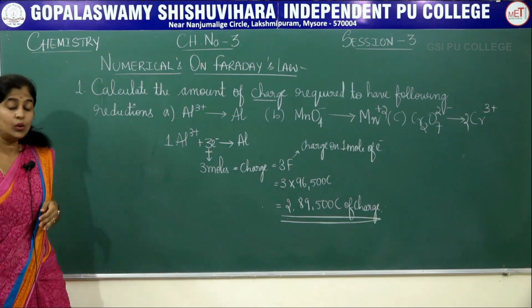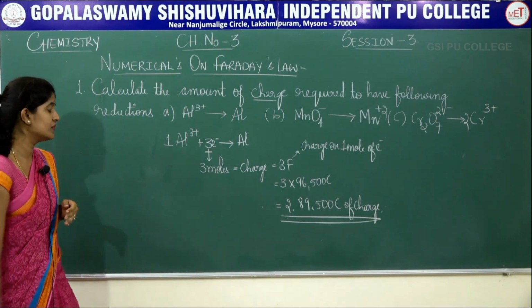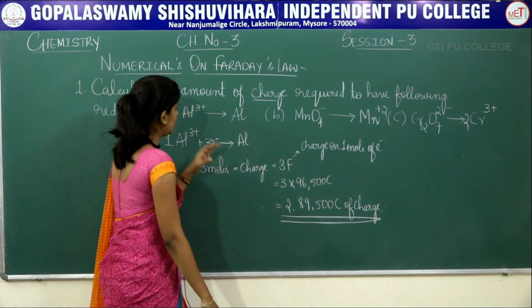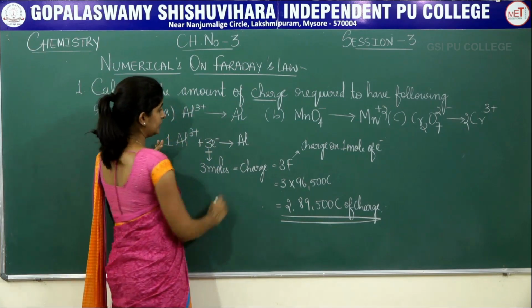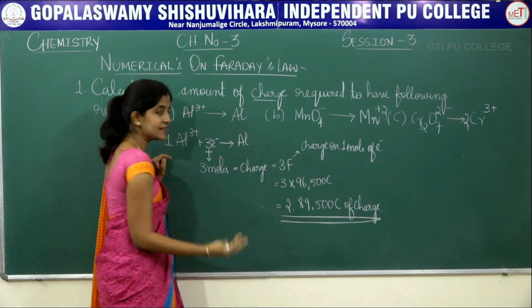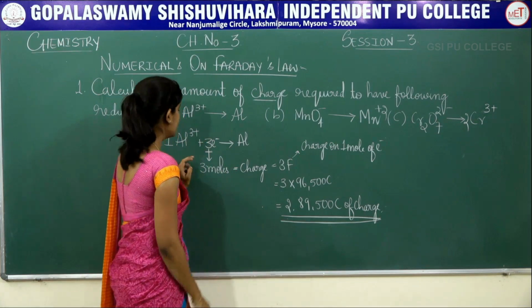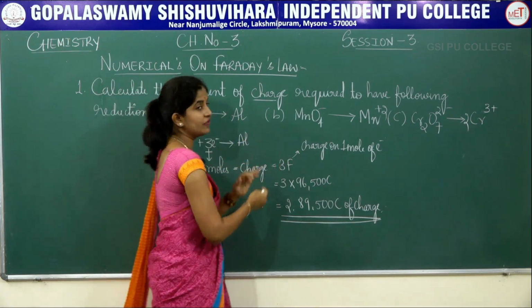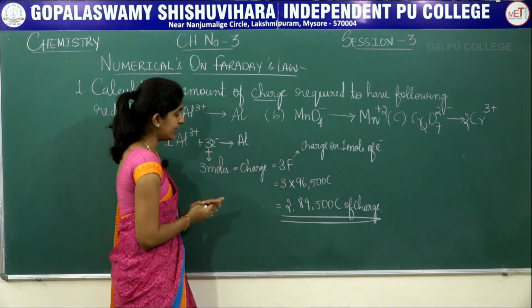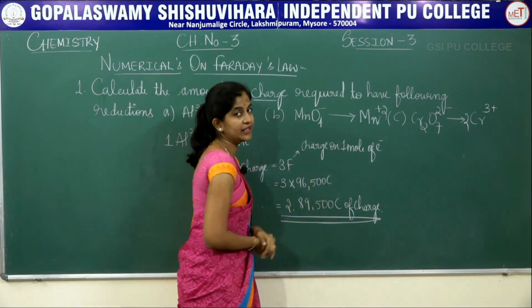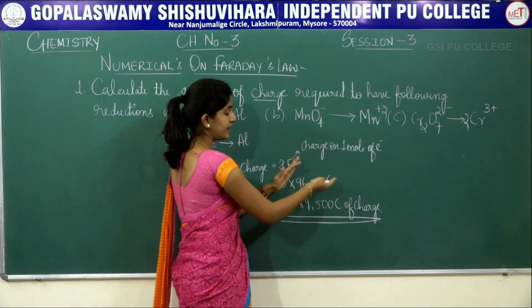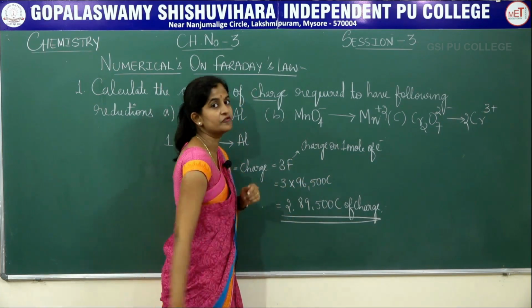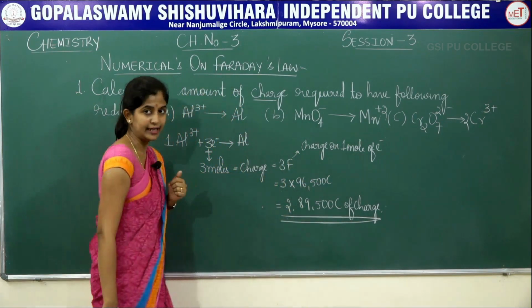So you require 2,89,500 coulombs of charge to reduce 1 mole of aluminium 3 plus to aluminium. That is nothing but simply 3 Faraday. So remember, however many moles of electrons are required, that many Faradays of charge are required. Multiply it with the respective coulombs, that is 96,500 coulombs, and you get the total amount of charge required for the following reduction.